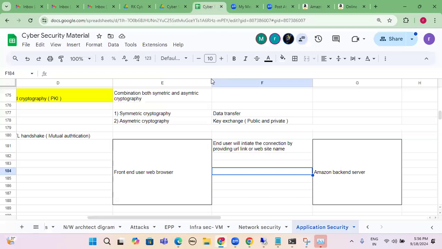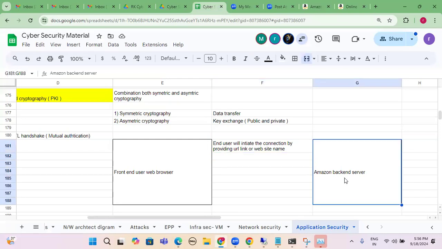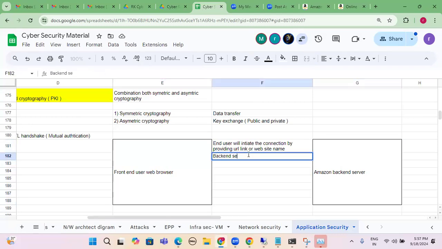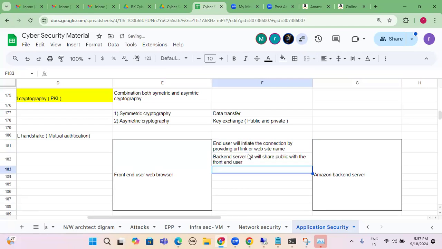Once I've logged in, as part of the second step, the Amazon backend server will send a public key, because here there are two keys and also here there are two keys. Every end user machine or device maintains two keys. The public key we can share with other people; that's why it's called the shared key. But the private key we cannot share. It is a secret key. Now Amazon's backend server will share its public key with the front-end user. That is the second step.